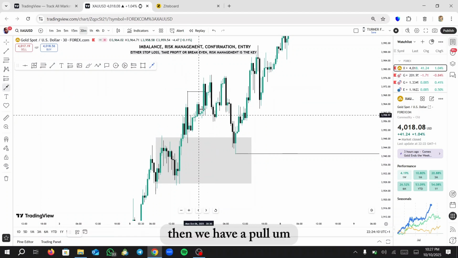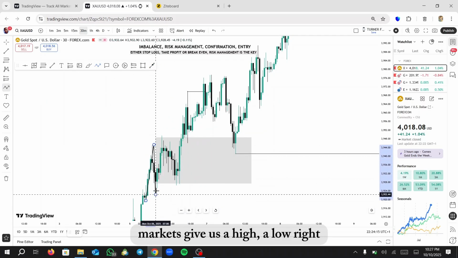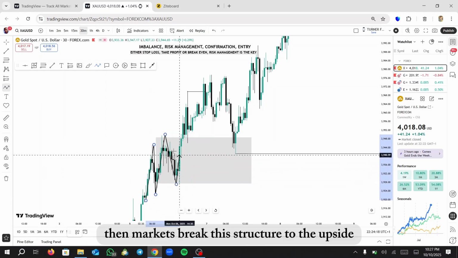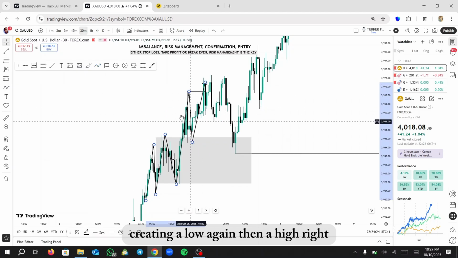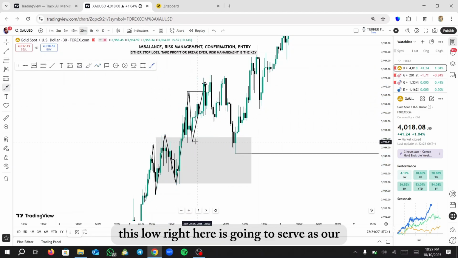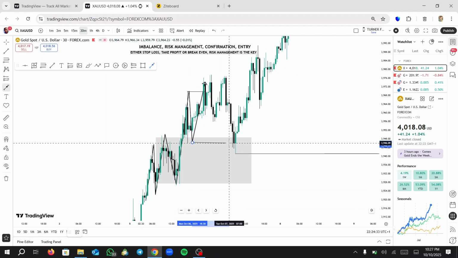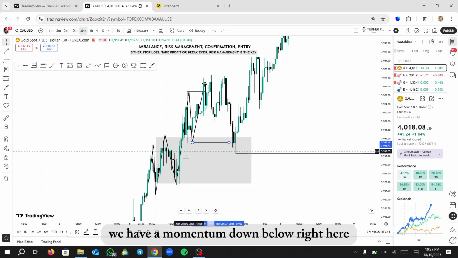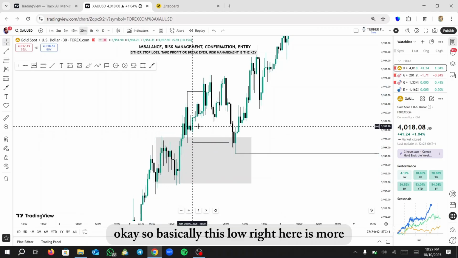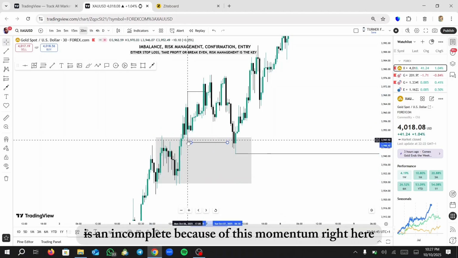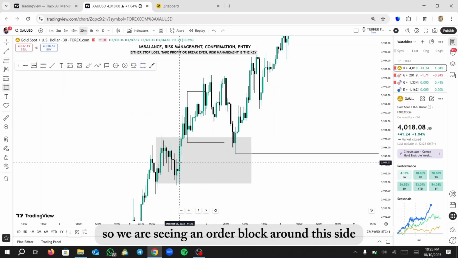Then we have a pullback. Hold on. The market gives us a high, a low, right? A high, a low. Then the market breaks the structure to the upside, creating a low again, then a high, right? So in a case like this, this low right here is going to serve as our inducement. Why? It is simply because we have momentum down below right here. So that is the reason why this point will serve as our inducement. Basically, this low right here is an incomplete pullback because of this momentum right here. So we are seeing an order block around this side.